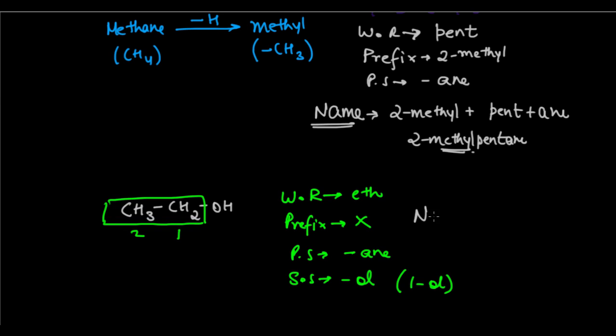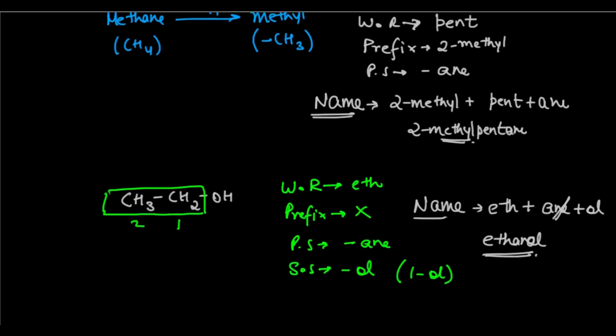So again, let's write the name now. The name will be the prefix plus the word root plus primary suffix plus secondary suffix. There is no prefix, so we directly start from the word root. Eth plus ane plus ol. Now when we are adding, this e gets removed. Basically, when we are writing with a functional group, this e gets removed and we get ethanol, which is the IUPAC name of this compound. Clear? I hope that's absolutely clear to all of you, right?